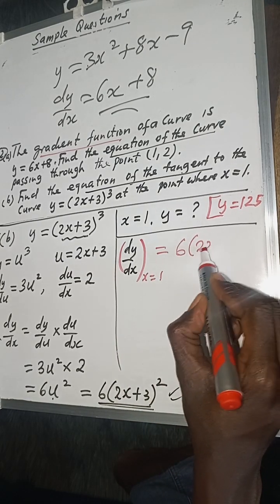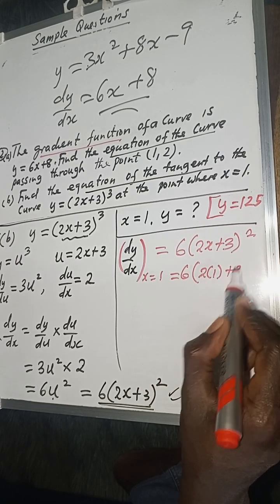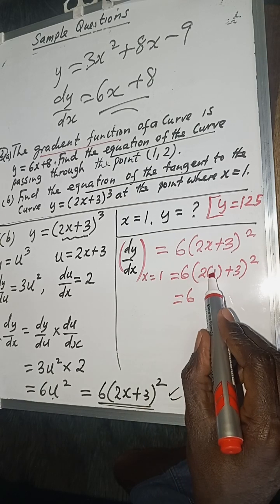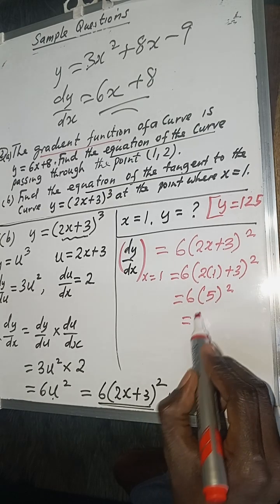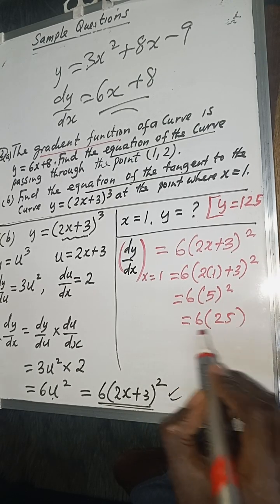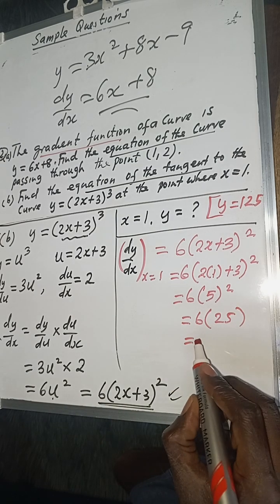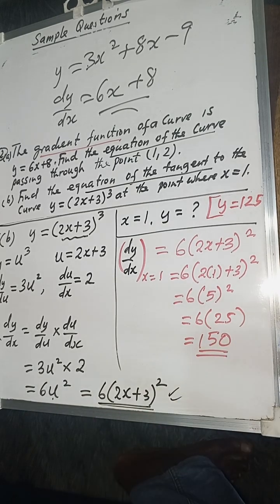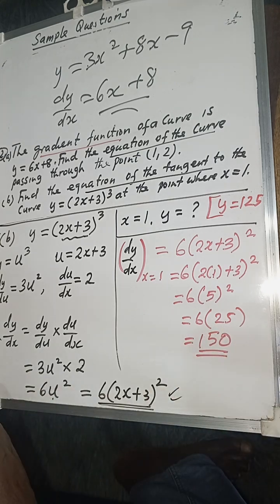So it will be 6 times (2x plus 3) raised to the power 2. So 6 times (2 times 1 plus 3) raised to the power 2. That would be 6 times, this 2 times 1 is 2, plus 3 is 5. 5 raised to the power 2 is 25. So that is going to be 6 times 25. So that is going to give us 150. So that is what we are going to have. So that is our gradient. Well, that seems to be a very big value that we do have. All right. And that is what the question gave us.